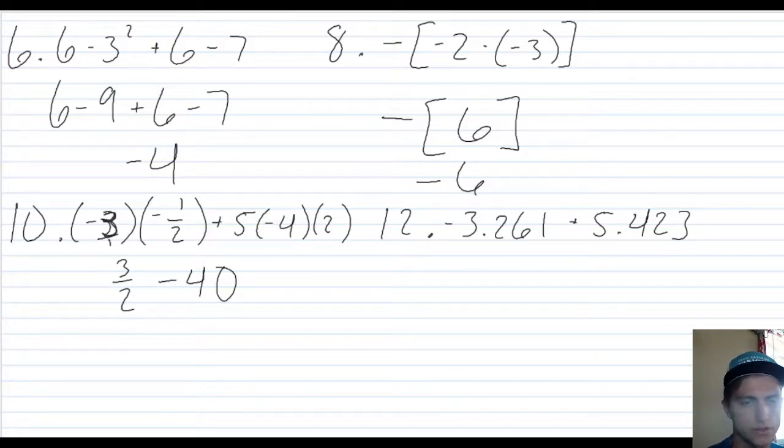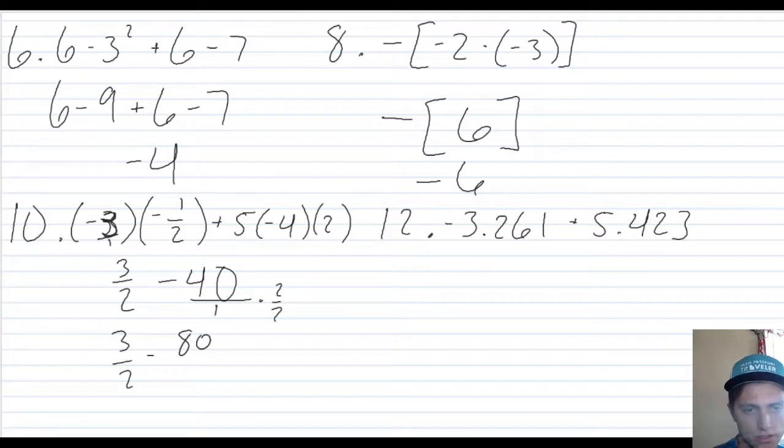Then we have 3 over 2 minus 40. We can only subtract if we have the same denominator. Let's go ahead and make that a fraction. How do we turn 4 over 1 to have a denominator of 2? We multiply this by 2 over 2, which will give us 80 over 2. And then we got 3 minus 80, which gives us negative 77 over 2.